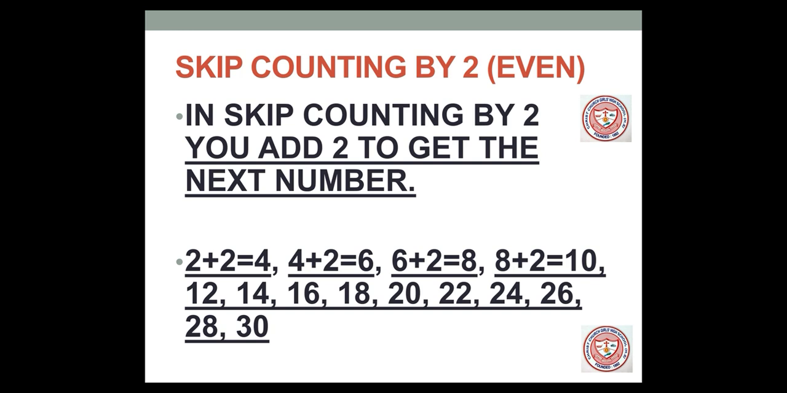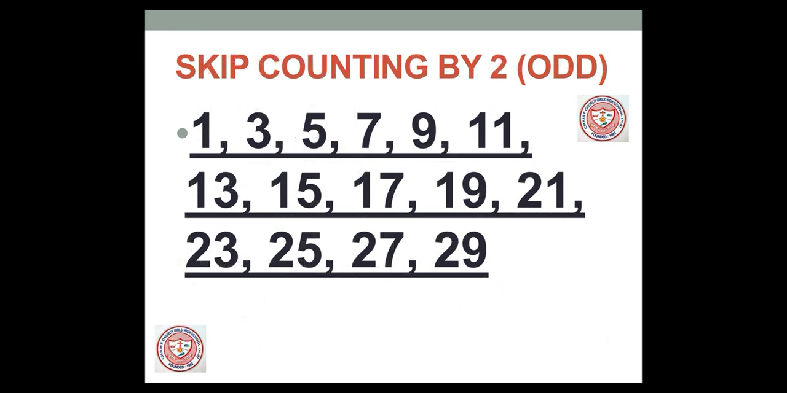And if we start counting from 1, then the counting will become as odd number series, such as 1, 3, 5, 7, 9, 11, 13, 15, 17, 19, 21, 23, 25, 27, 29, and so on.